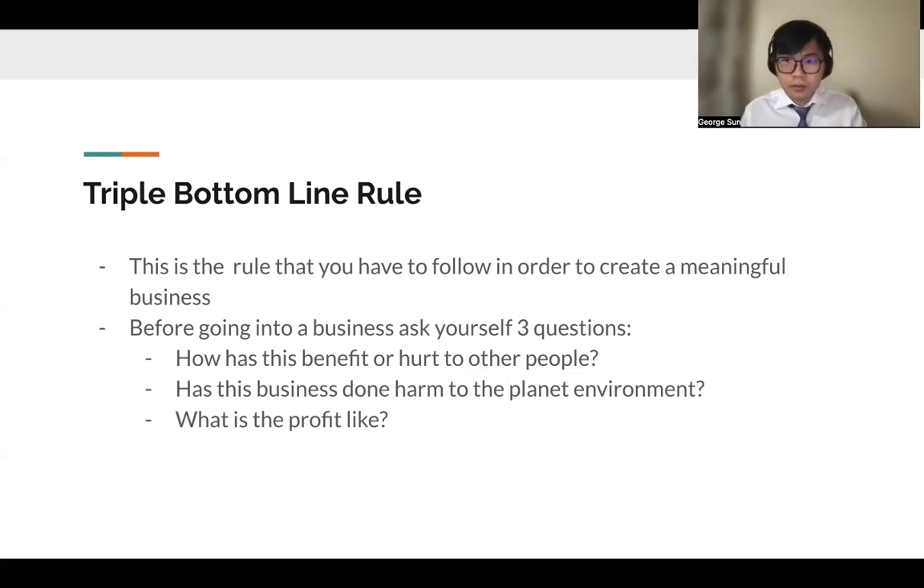For instance, doing this course has benefited people who want to be financially literate. And this business has not done harm to the planet environment. And the profit, I'm not looking for profit for this course. I just want the social impact, and that's my profit. And I'm extremely satisfied with all those three answers. Thus, I can go on to the next phase.